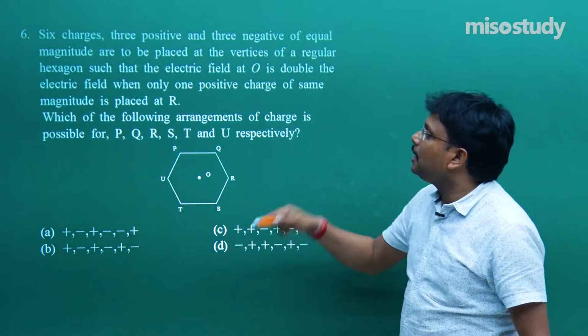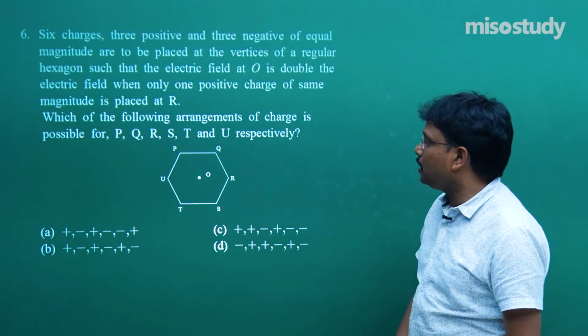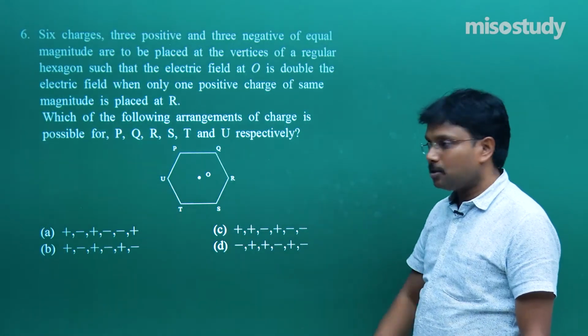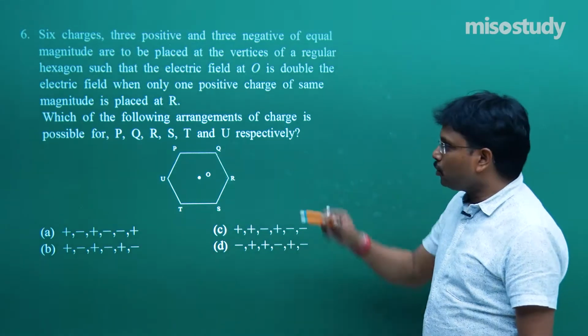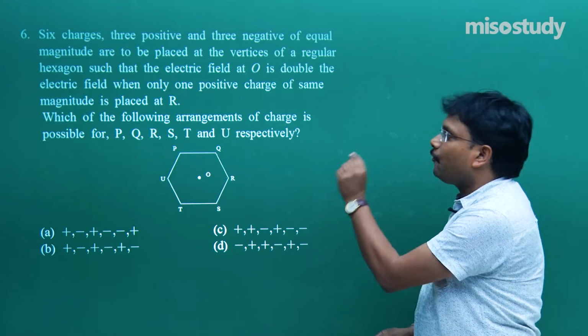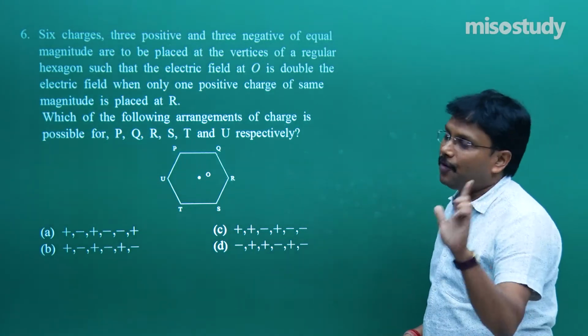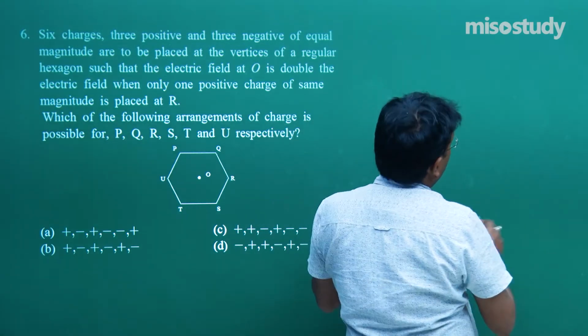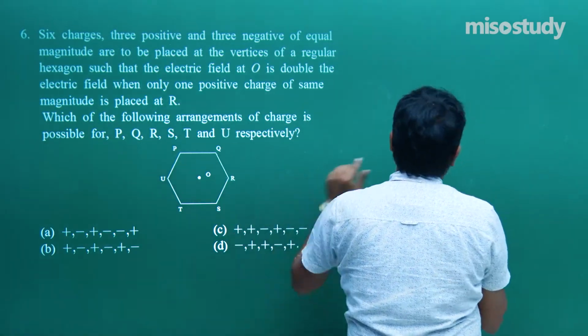Let's say a positive charge over here, a negative charge over here, a positive charge over here, a negative charge, positive and negative. So let's start finding the solution with this fundamental approach. Over here I am going to find the solution. One by one I will explain to you.